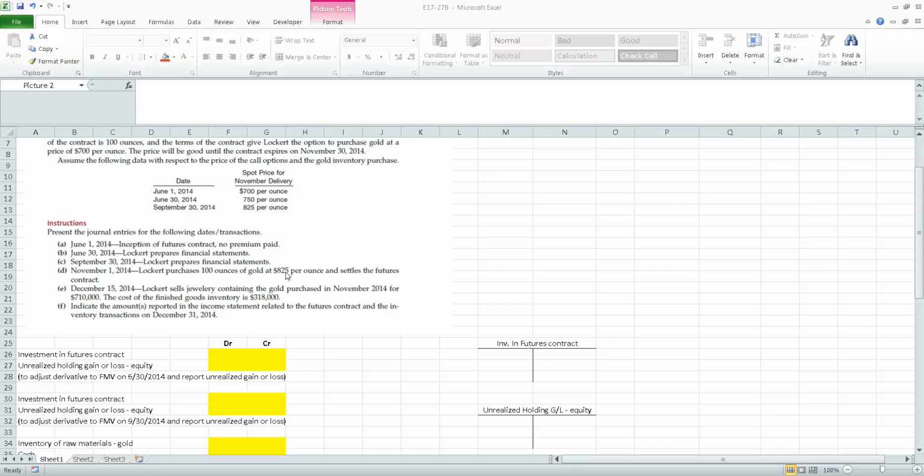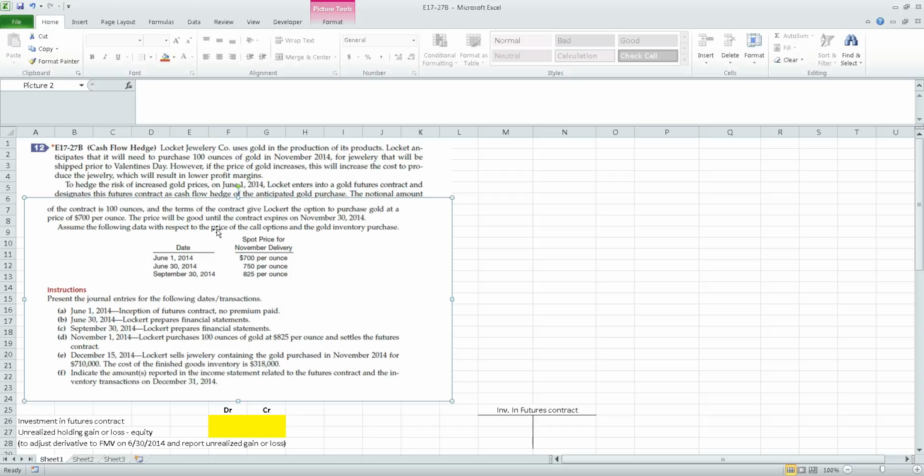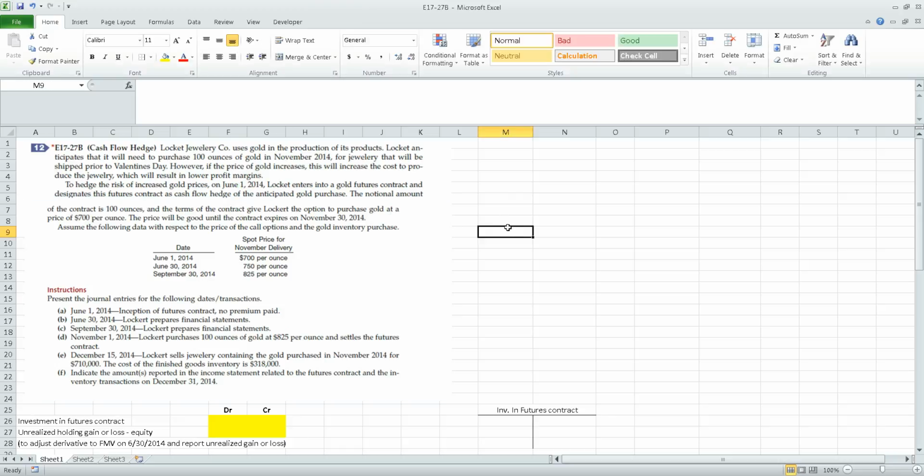Okay, so on June 1st, 2014, there was no premium paid at the time we entered into the futures contract. There was no intrinsic value associated with the futures contract, because the exercise price of $700, or the purchase price of $700, is the same as the prevailing market price on that date. Presumably there's not any time value here, so the value of the derivative was 0 on that date, and so we've entered into a contract, but no cash changed hands.